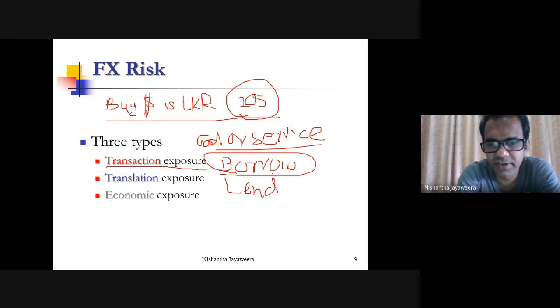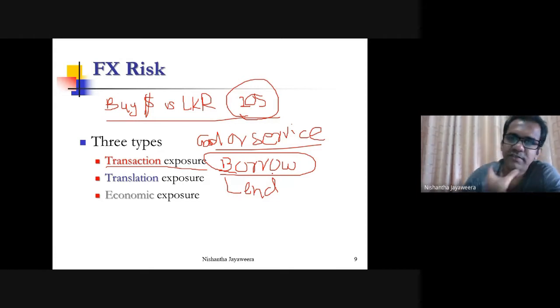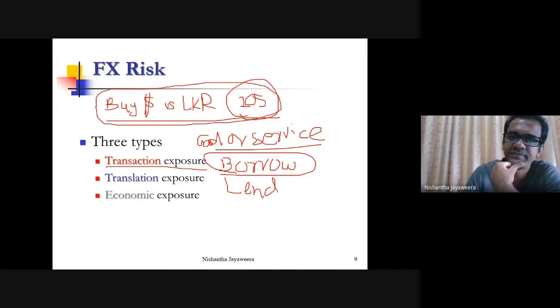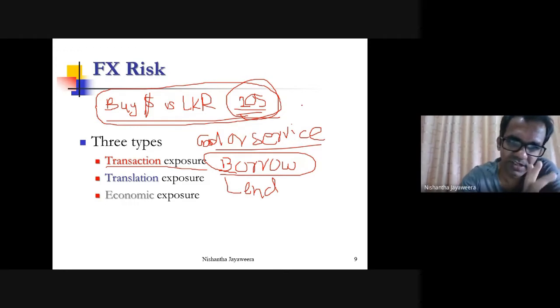The same thing is in lending. You agree to lend in dollars, but you have to buy it from the market, buy dollars and lend it. Then you don't know what would be that cost. So that is transaction exposure. But whenever you buy foreign currency or whenever you sell foreign currency, then you know the rate. Then it's fixed. Then there's no transaction exposure.